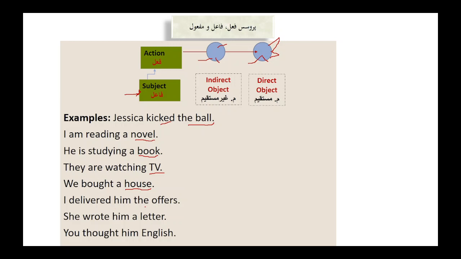I delivered him the offers. What do you think? Is it direct or indirect? Or does it have both? See, I delivered, this is the verb, him, the offers. What did I deliver? I delivered offers. To whom? To him, right? To this person. So two objects, direct this one, indirect this one.